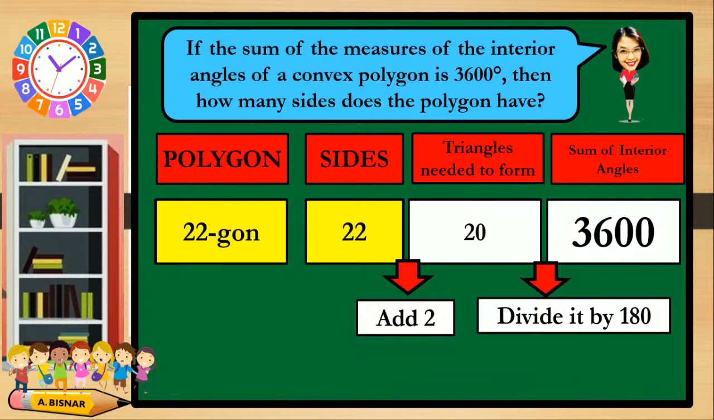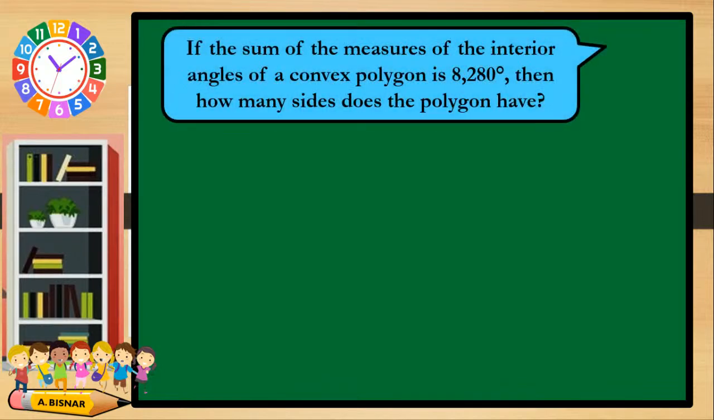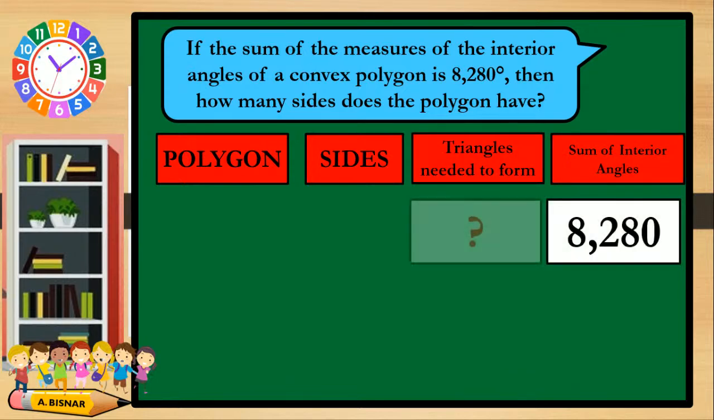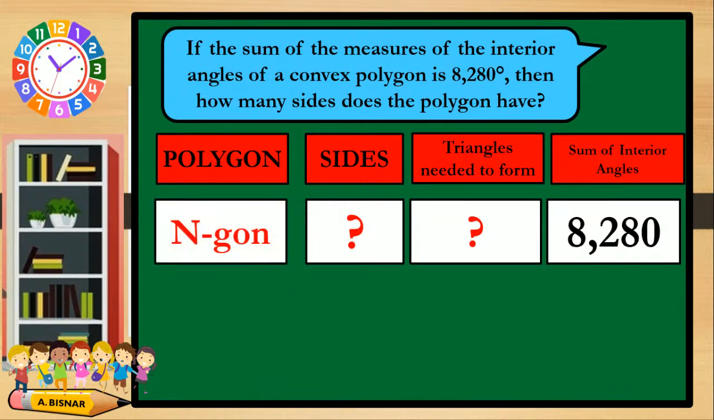Okay, kung gets po kayo naman, try to answer this. If the sum of the measures of the interior angles of a convex polygon is 8,280, how many sides does the polygon have? So, complete it. Iko-complete nyo yung given.